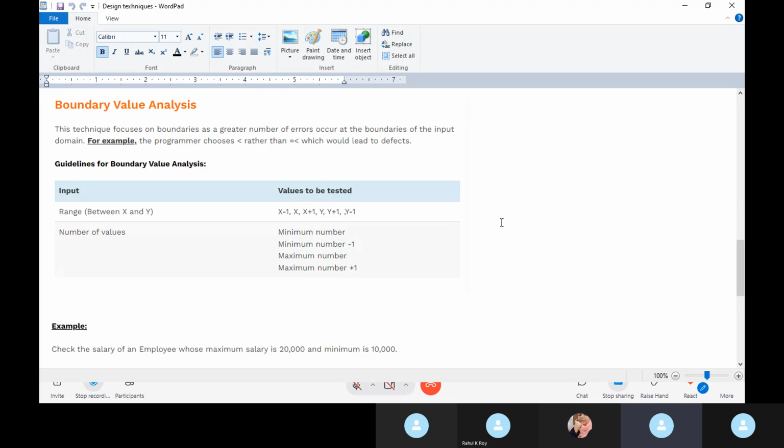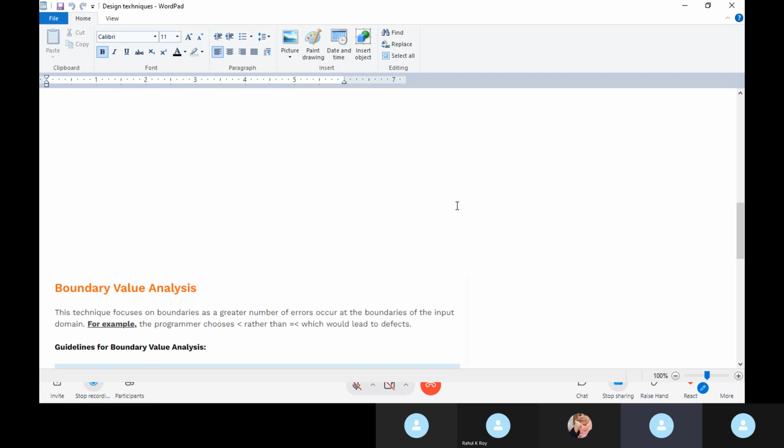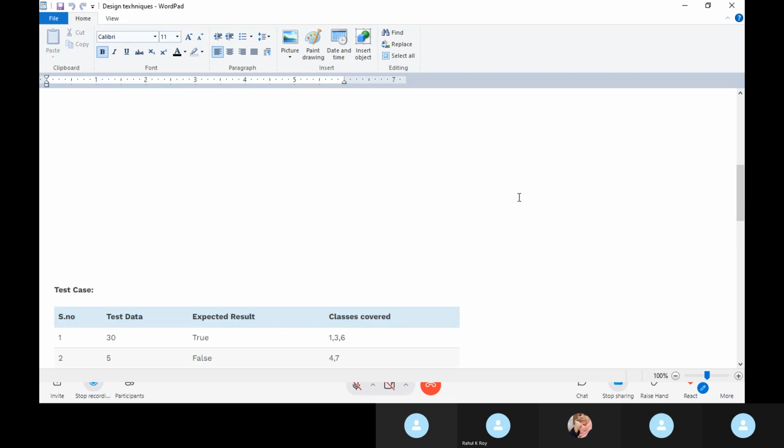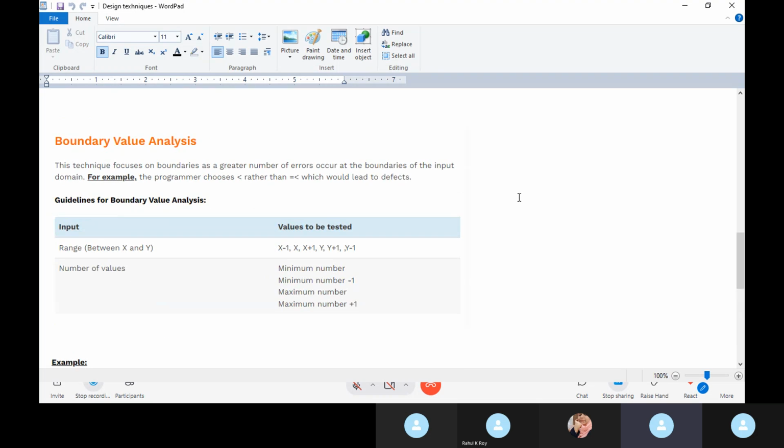Okay, so let's start. Yesterday we were discussing the test design techniques, in which we covered equivalence partitioning. Today we will start with boundary value analysis.